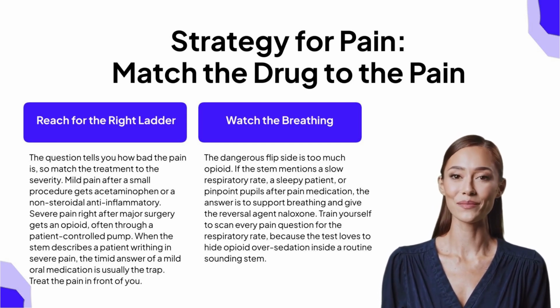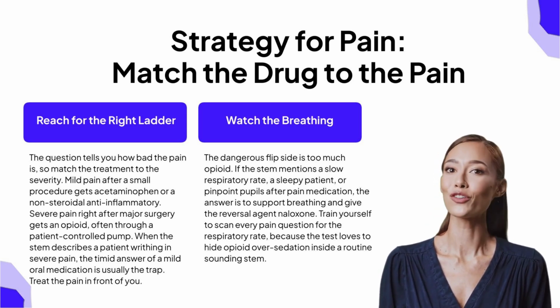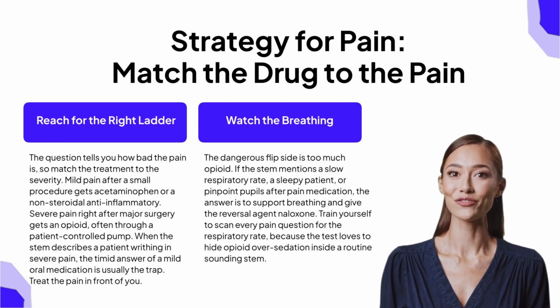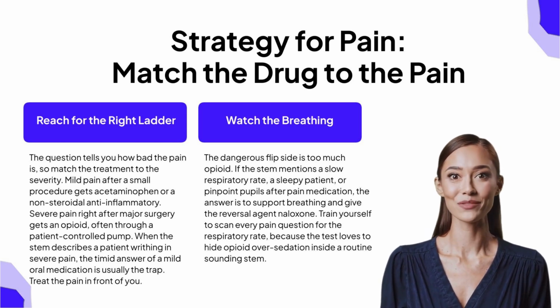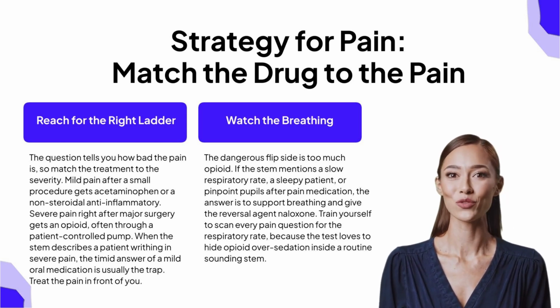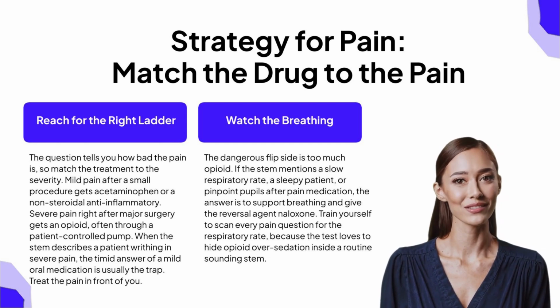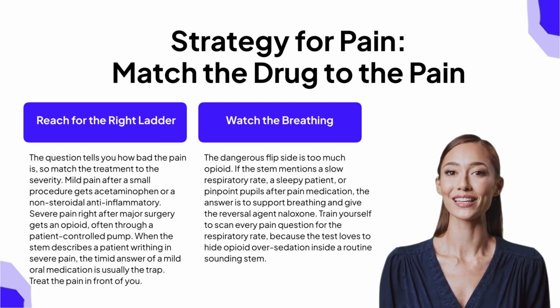not undertreat. Now here is the part the test loves to hide. The dangerous complication of pain control is giving too much opioid. So scan every pain question for the respiratory rate. If you see a slow respiratory rate, a very sleepy patient, or pinpoint pupils after pain medicine, that is opioid oversedation, and the answer is to support the patient's breathing and give the reversal agent naloxone. Spotting that respiratory rate is worth easy points.